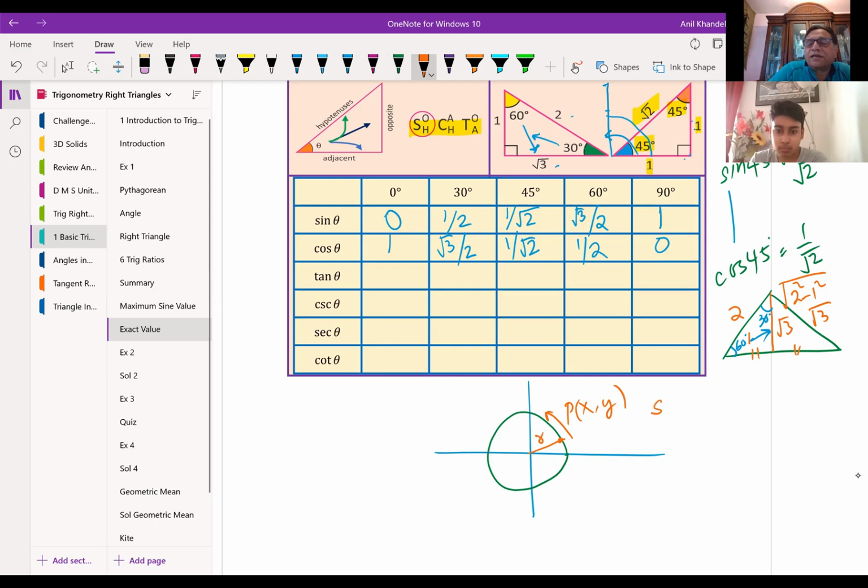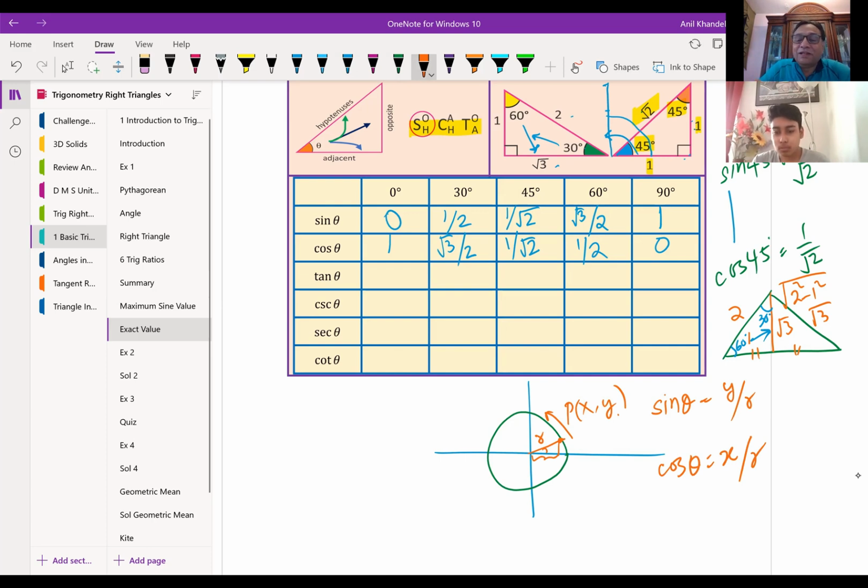In that case, what is sine theta, the angle being made? The height will be the y value, so sine theta is y over r. And cos theta will be x over r, the x value, this distance. Is that clear? So with the coordinate point, we can find both sine and cosine.